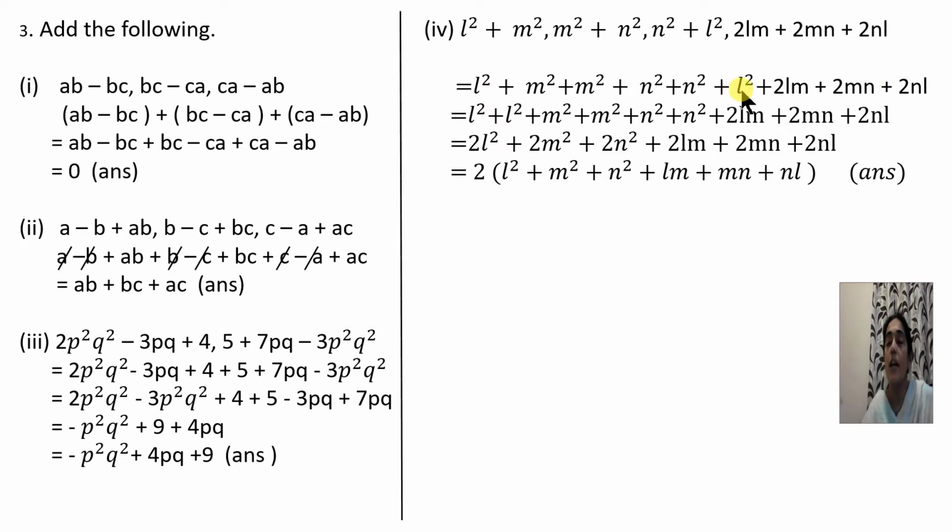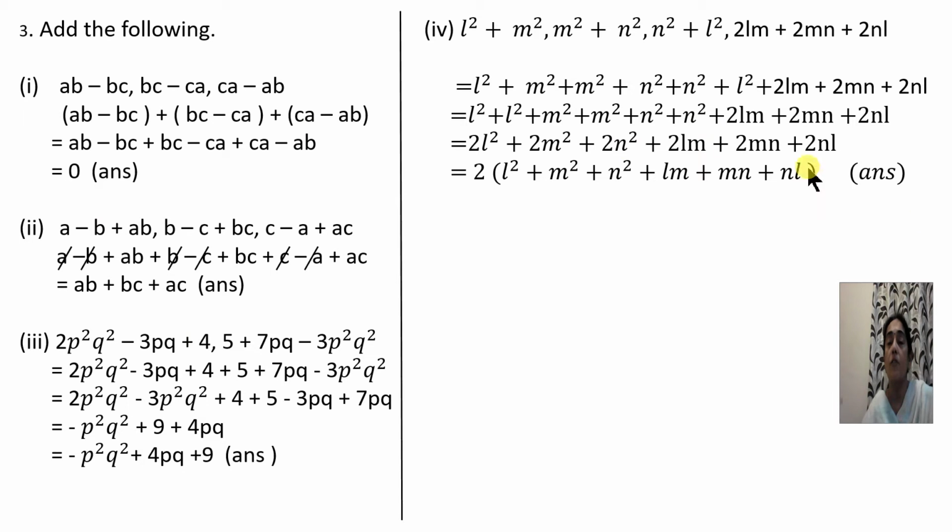So, I write them down together. L square plus L square. Then here it is M square plus M square, N square plus N square. And then 2LM, 2MN and 2NL. Here, because there are no like terms for them, I write them down just as they are.